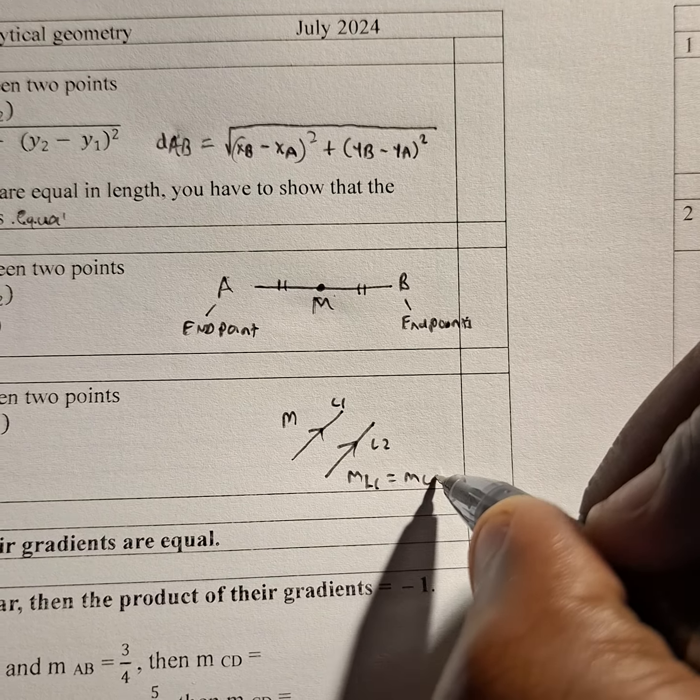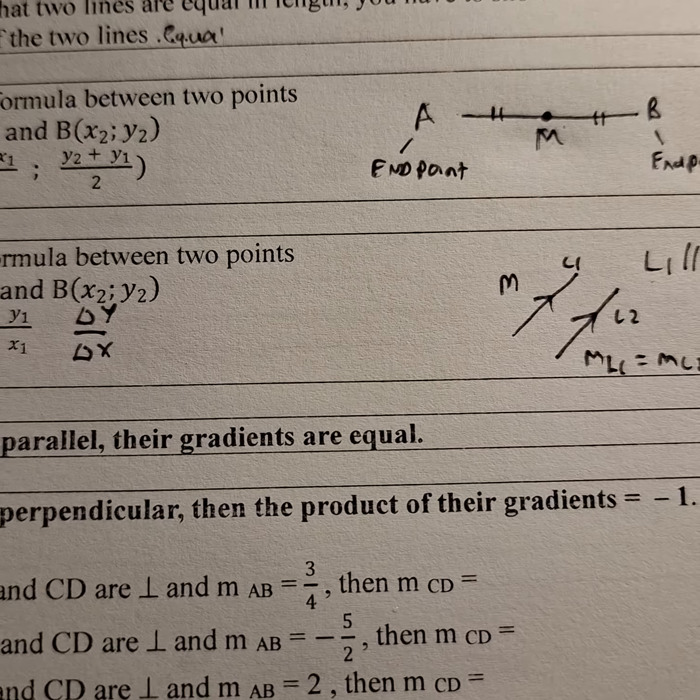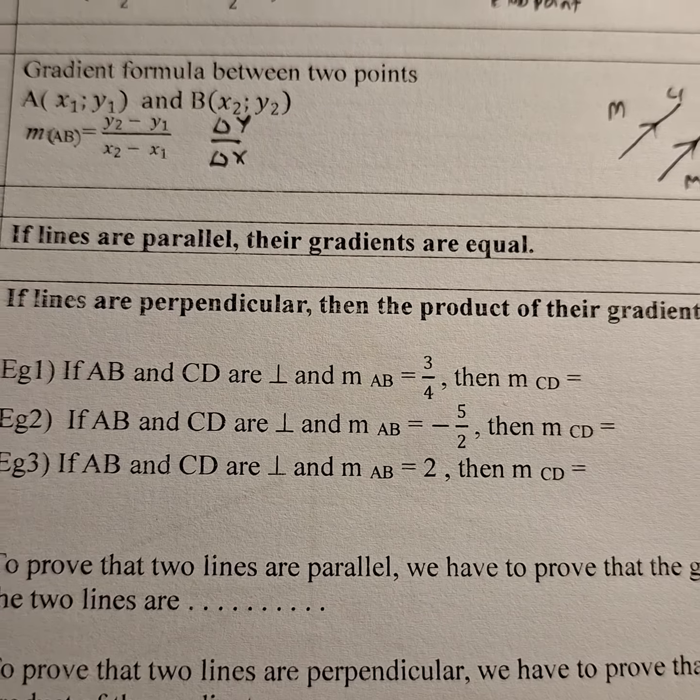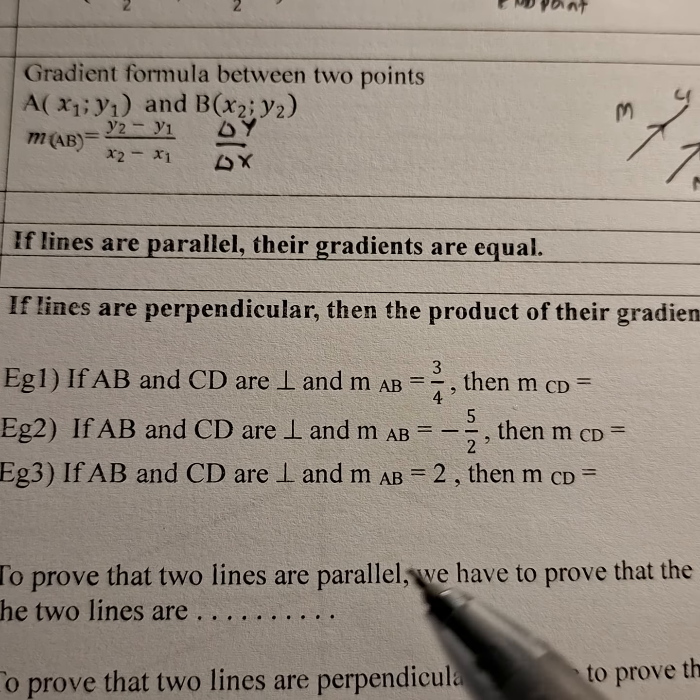So if you know the gradient of one line and you know that the other line is parallel to that particular line, then you can simply do what? You can simply go ahead and state the gradient of the other line using the line that you are given.